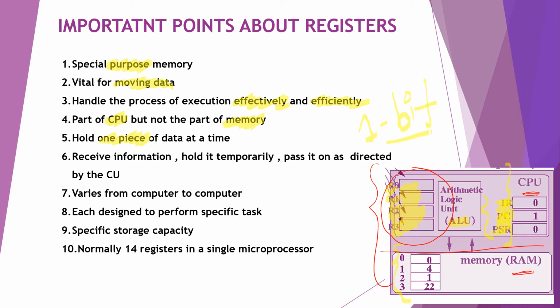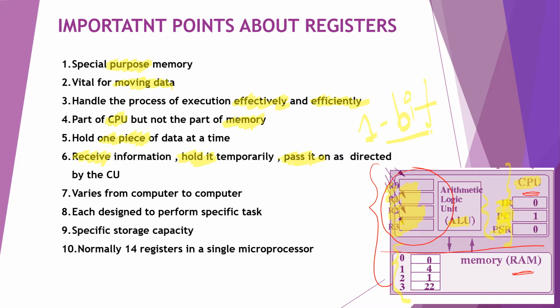The next point says receive information, hold it temporarily, pass it on as directed by the CPU. We know that registers normally behave like a buffer, because whatever data or instruction the CPU gets, it needs to store temporarily, and so we have registers. First it receives the information, then it holds the data temporarily, and it passes it on as directed by the CPU. Whatever the CPU directs, it will do accordingly.